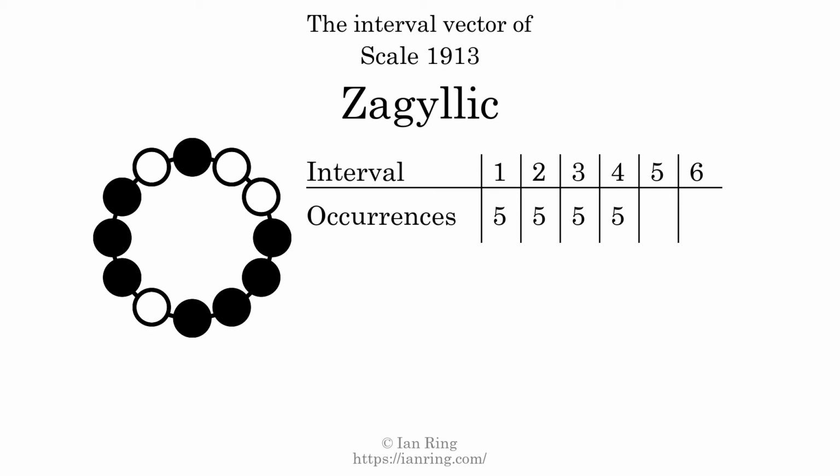There are 5 intervals with the size of 4 semitones. They are here, here, here, here, and here. There are 5 intervals with the size of 5 semitones. They are here, here, here, here, and here. There are 3 intervals with the size of 6 semitones. They are here, here, and here. Each interval does not appear in this scale a unique number of times, so this is not a deep scale.